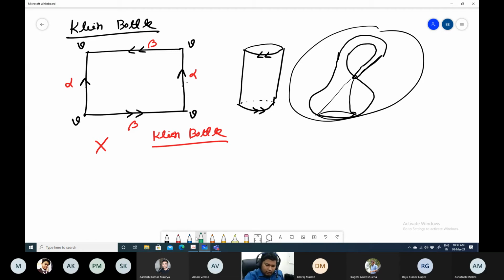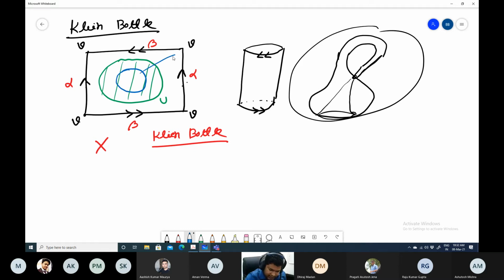So one way we can do is take this disk. This is a disk, interior, right? There is no identification in the interior, so we can take the whole interior disk. This is my U. Now this is open, obviously an open disk. We take the open disk, and we take that blue one and then its complement. Call that V.